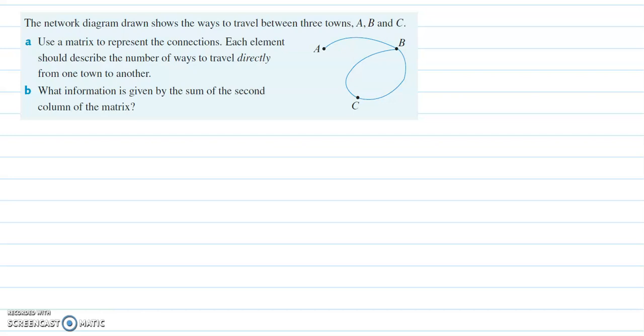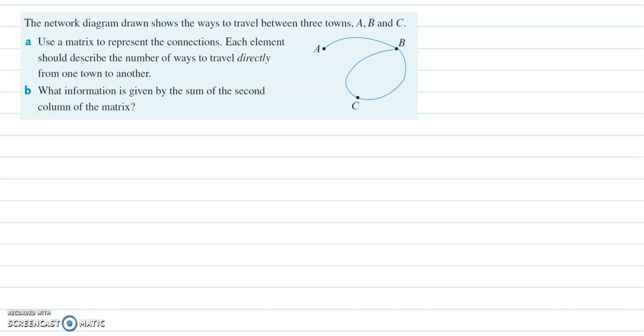In this example, we'll look at how to use a matrix to represent connections. The network diagram shows the different ways that you can travel between three towns A, B, and C. What you have to do is use a matrix to represent the connections. Each element should describe the number of ways to travel directly from one town to the other.